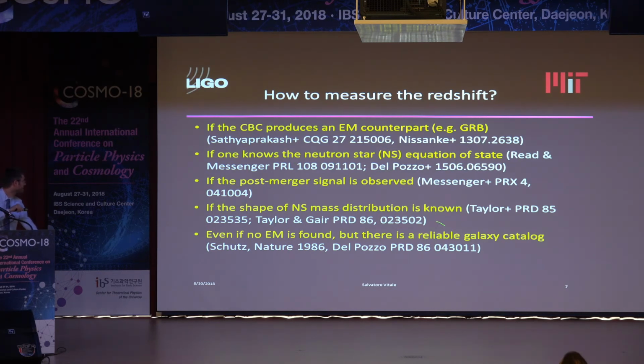Another very nice idea is that if you assume that all the neutron stars in the universe come from the same mass function, say a Gaussian, then if you know the functional form of the underlying population, you can get the redshift in a statistical way. That's very tricky. Again, it takes half an hour to explain it more carefully. Ask me later if you want.